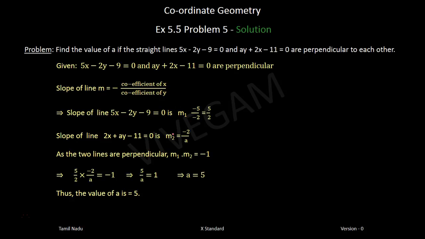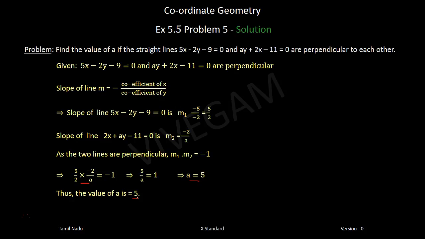Now multiply m1 with m2. So m1 m2 will be equal to minus 1, right? That is the condition. So 5 by 2 into minus 2 by a equal to minus 1. This is the condition for the two lines to be perpendicular. This 2 and 2 will get cancelled, and this negative sign will get cancelled. So you will get 5 by a equal to 1, or a will be equal to 5. Thus, the value of a is 5 for the lines to be perpendicular to each other.